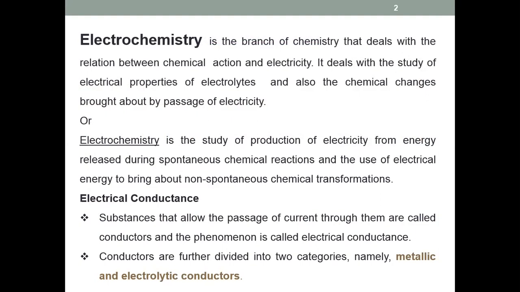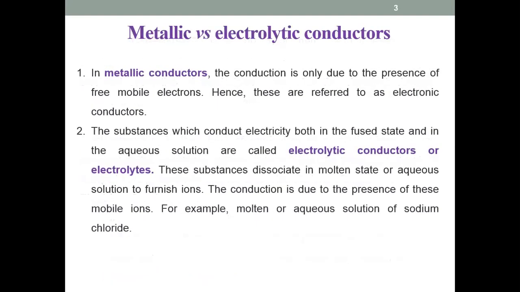And what is electrical conductance? Substances which allow the passage of current through them are known as conductors, and we categorize them into two categories. One is metallic conductors, the second is electrolytic conductors. What are metallic conductors? Metallic conductors are those in which conductance happens because of the free, mobile electrons in them.